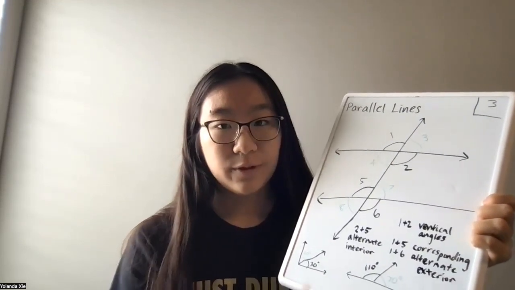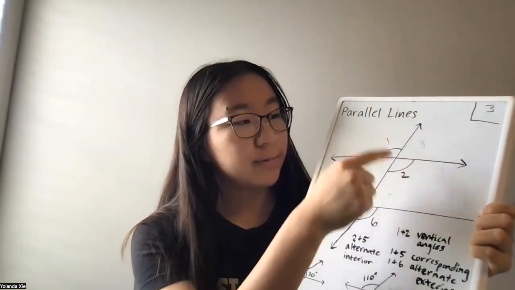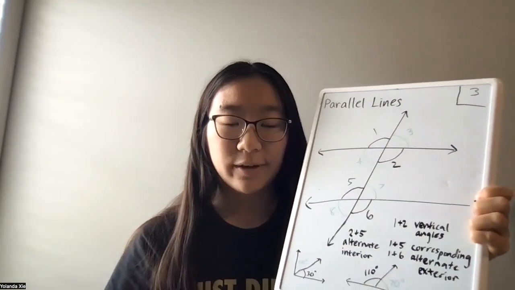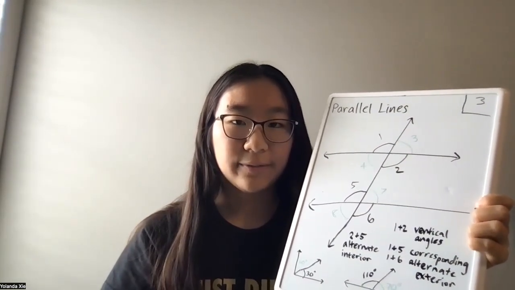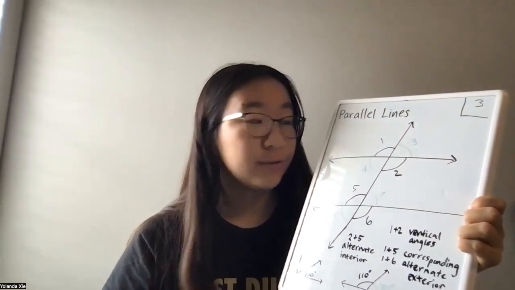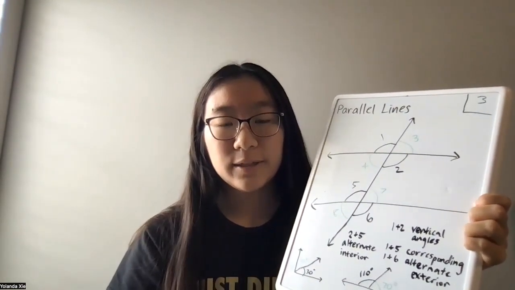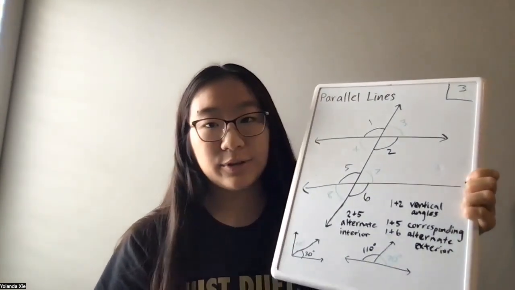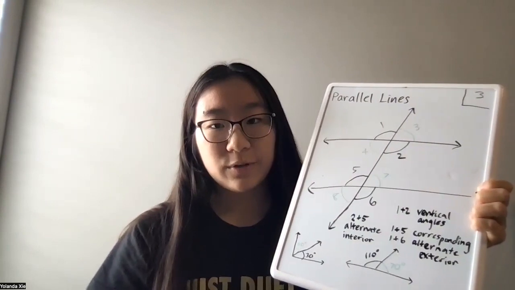So first of all, angles 1 and 2, that's this one and this one, are called vertical angles. And vertical angles are congruent, meaning that they have the same number of degrees. So for instance, if the question told you that angle 1 was 100 degrees, then you would know that angle 2 is also 100 degrees because they're vertical angles.